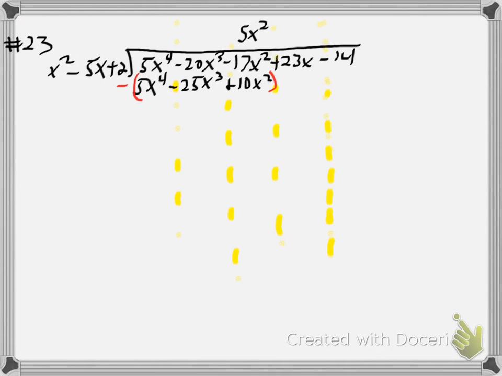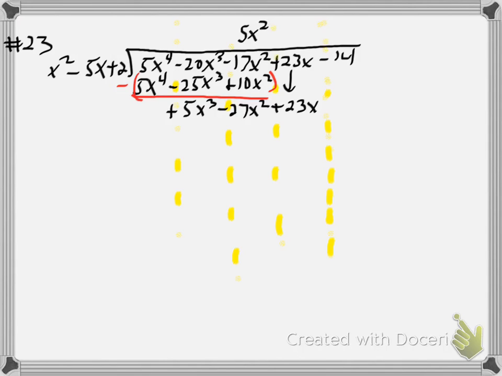And essentially I'm changing all the signs inside. If I want to turn it to adding, it's up to you, but I'm going to do it like this. 5x to the fourth minus 5x to the fourth is 0. Negative 20 minus negative 25 is plus 5x to the third. Negative 17 minus 10 is negative 27x squared. Now bring that down to 23x and go through the same process.